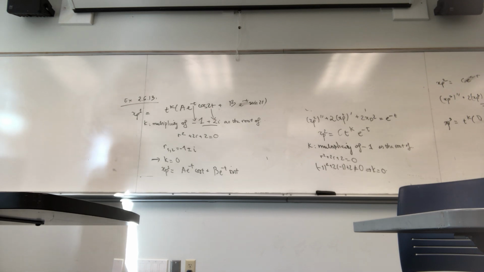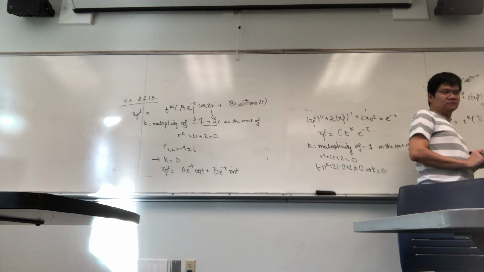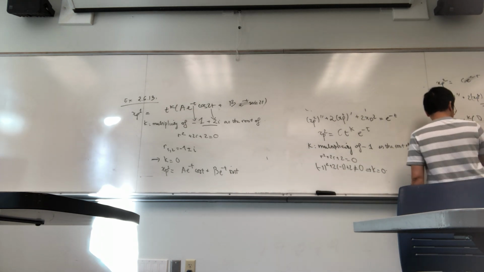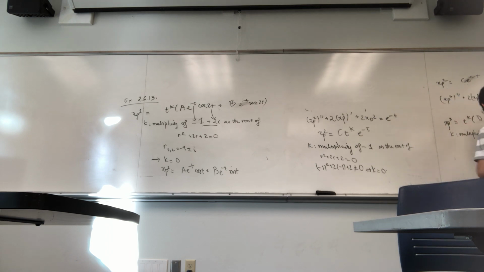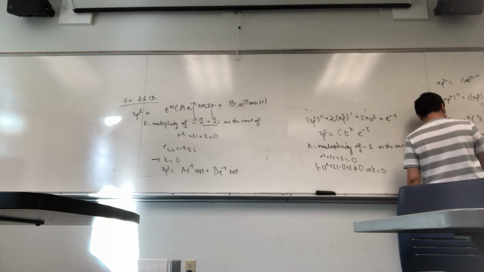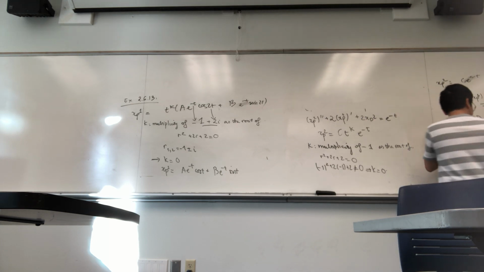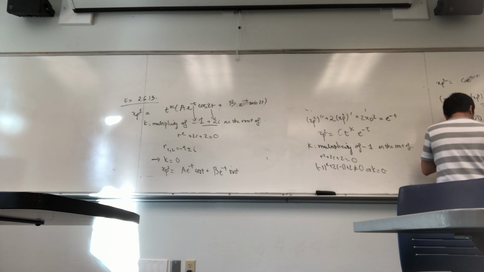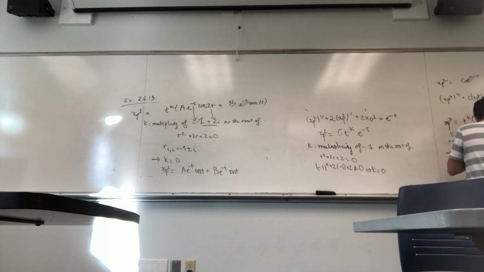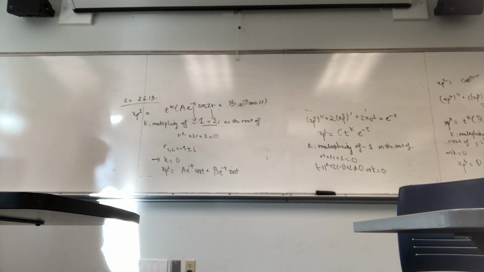K is the multiplicity of r equals i as a root of the equation, and if that's not a solution, it's 0. Right. K will be the multiplicity of i as the root of r squared plus 2r plus 2 is equal to 0. So i is not a solution, so k is 0. So xp3 will be d cosine t plus e sine t. All right? Questions?